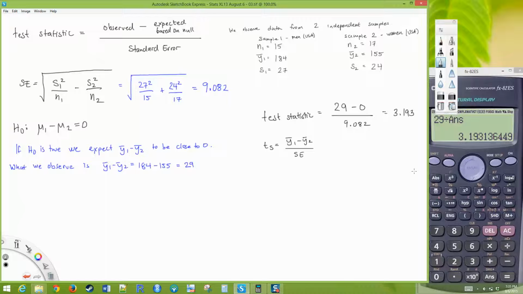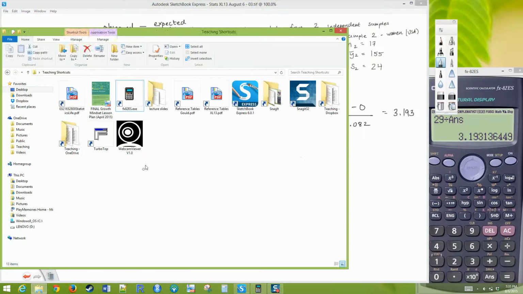So a difference of 29 pounds is 3.193 standard errors away from the mean, and we want to ask, is that significant? Do you guys have your t-tables with you? We're going to use that to look up the appropriate area, our tail values. Let me pull that out.